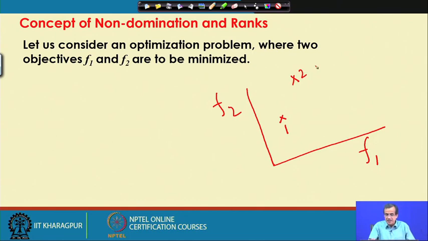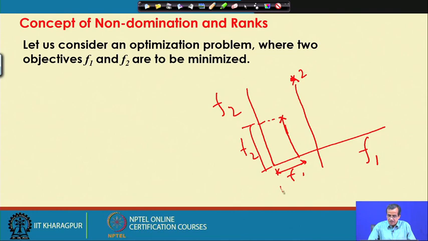Now, if I compare between these two solutions in terms of the objective function, as I told, our aim is to minimize both F1 and F2. Now, corresponding to the first solution, this is F2 and this is F1. So, this is F1 and this is your F2. Similarly, corresponding to this particular solution, this is my F1 and this is my F2.